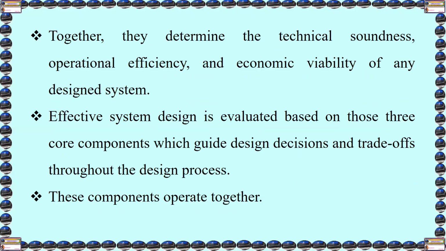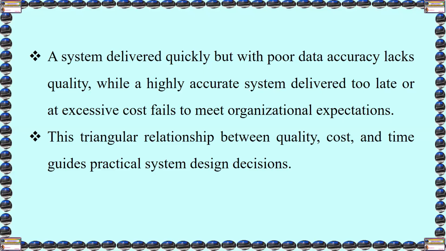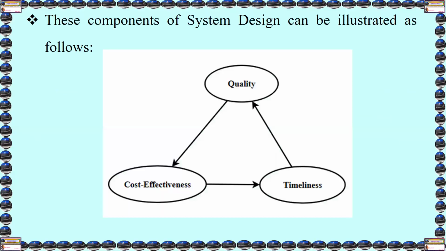These components operate together. A system delivered quickly but with poor data accuracy lacks quality, while a highly accurate system delivered too late or at excessive cost fails to meet organizational expectations. This triangular relationship between quality, cost, and time guides practical system design decisions. These components of system design can therefore be illustrated as follows.